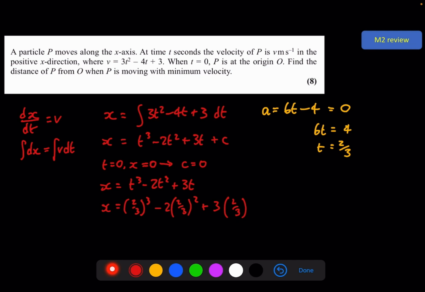And if I put all that on my calculator, I get the answer 38/27, or 1.41 meters to 3 significant figures. A quick review of variable acceleration there, because we're going to be using that in this video.